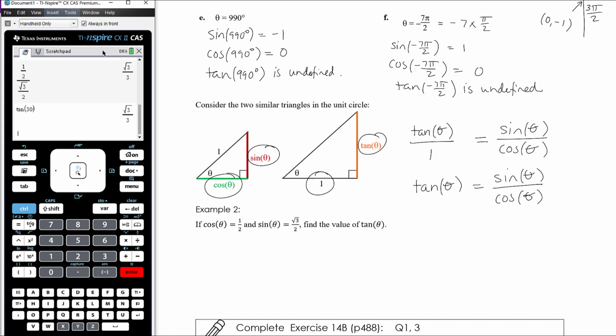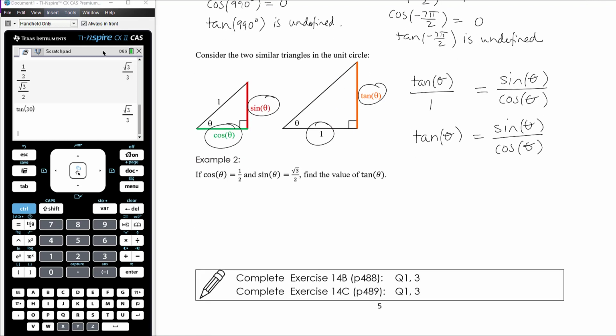Okay, so example 2. I've actually given you the numbers that we just worked with in the CAS in the example, my apologies. So if cos of theta is equal to 1/2 and sine of theta is equal to root 3 on 2, find the value of tan of theta. So what this isn't asking you to do is find theta. Okay, so we don't need your CAS at all for this question.